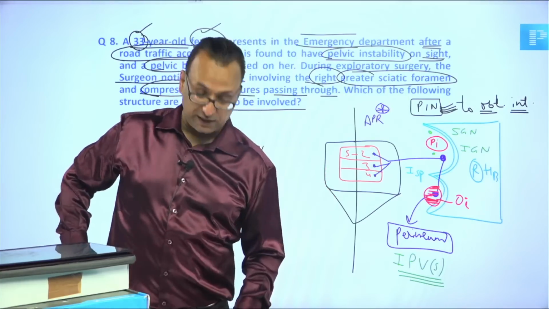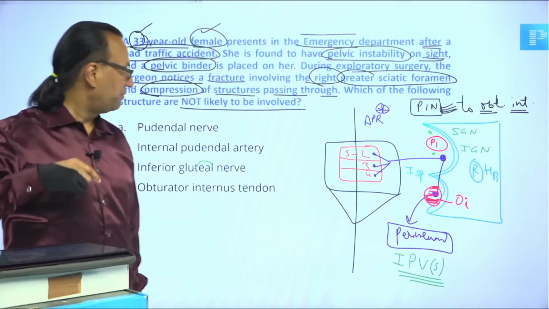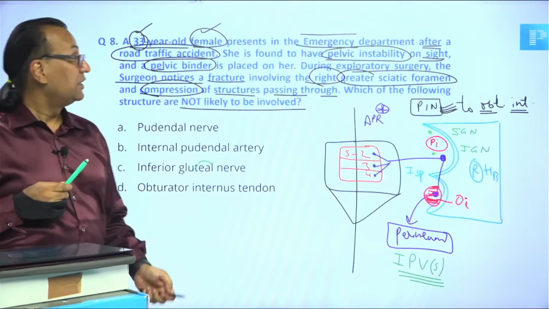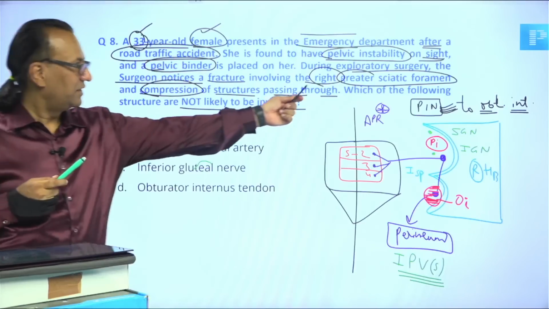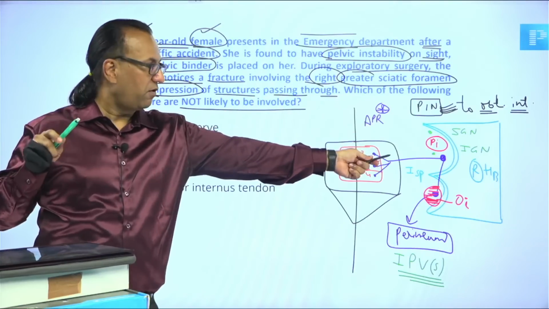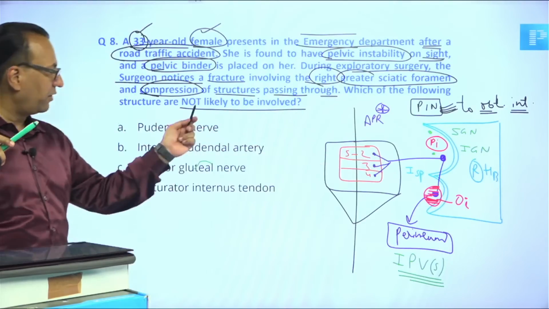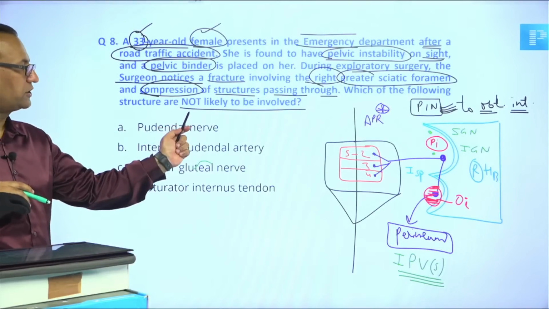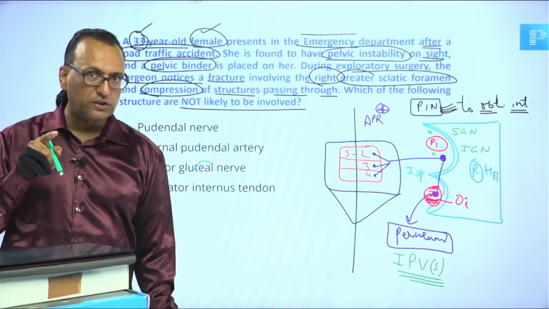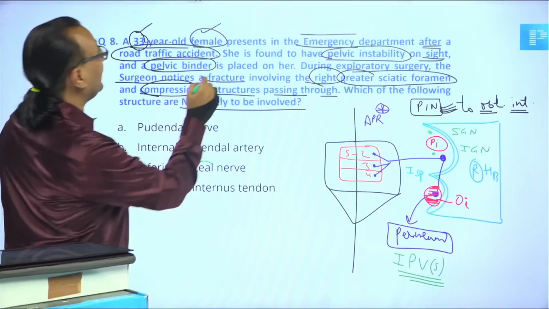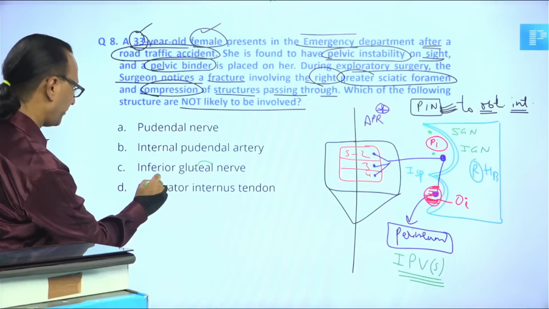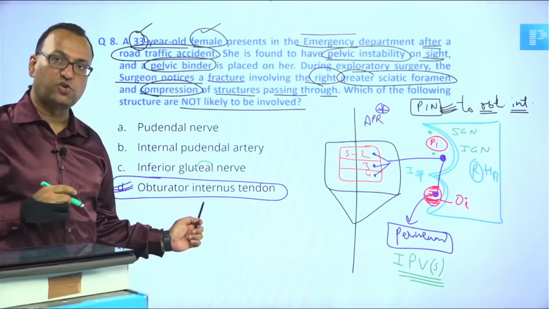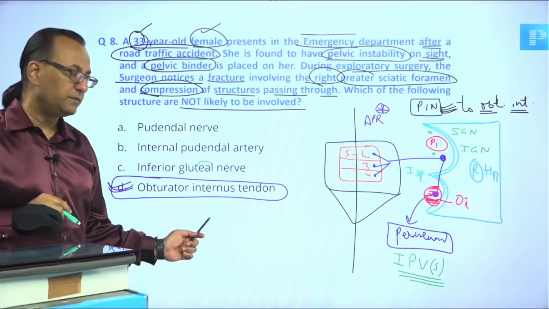Okay, sciatic nerve. Now it will be clear when I show you the diagram, but even before the diagram you can see the answer. So the structures in the greater sciatic foramen are involved, not the structures in the lesser sciatic foramen. It is asking what is not likely to be involved, and your answer is obturator internus tendon, because the obturator internus tendon passes through the lesser sciatic notch, not the greater sciatic notch.